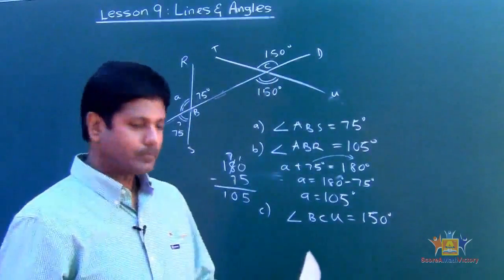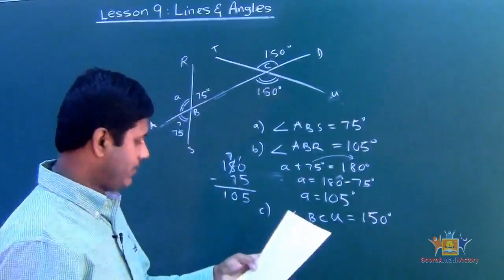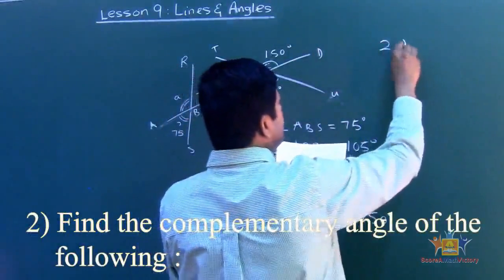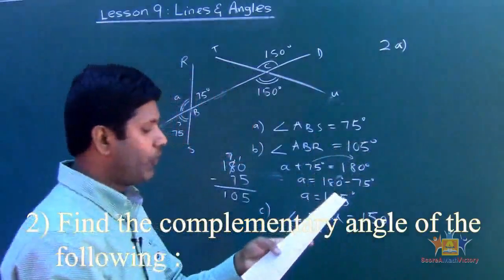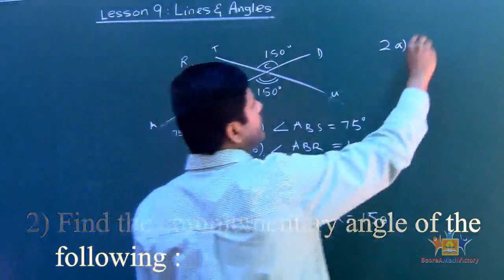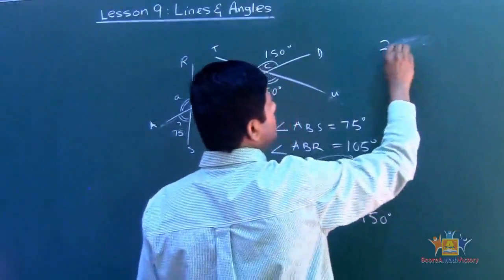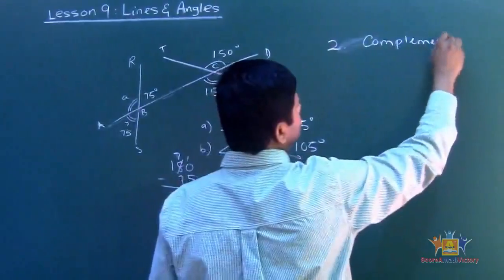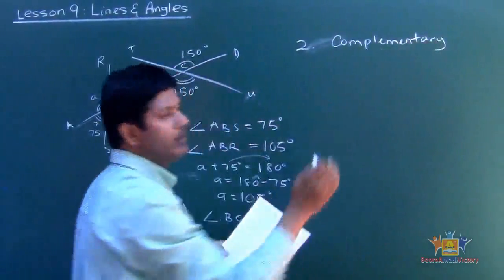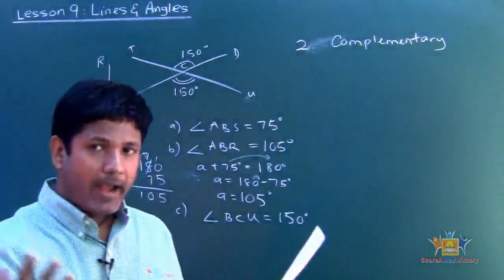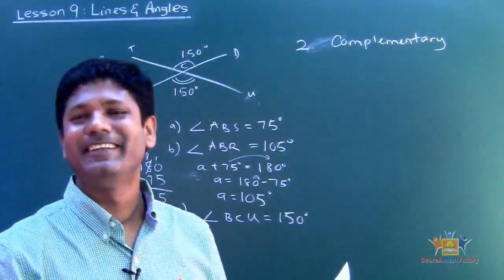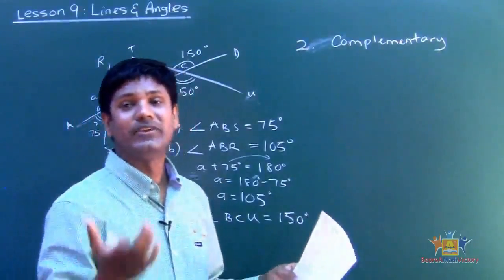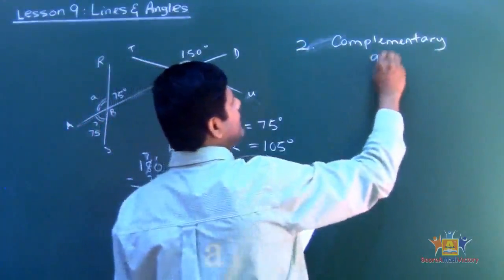Good. Let's look at problem number 2. Find the complementary angle of the following. A, 40 degrees. First let's write down the word complementary. The moment the word complementary comes, you're dealing with what angle? 90 degrees. The other one is supplementary, which is 180. So for complementary, you're dealing with 90 degrees.